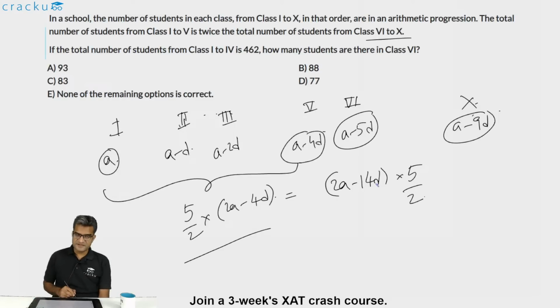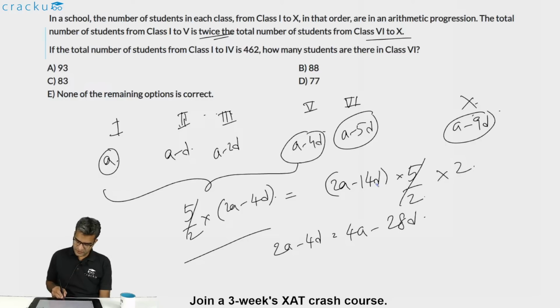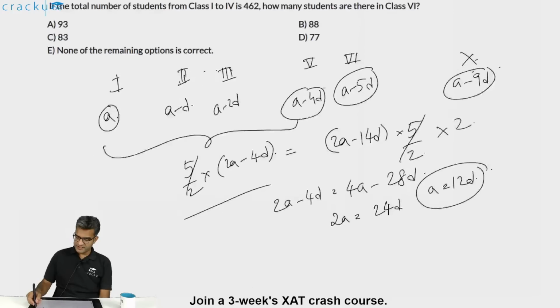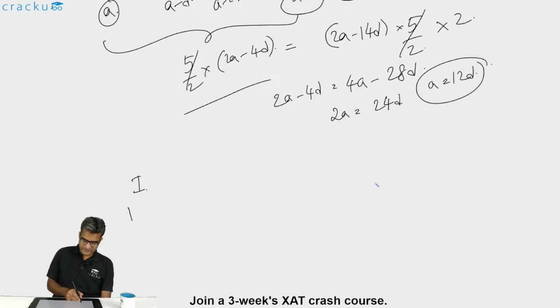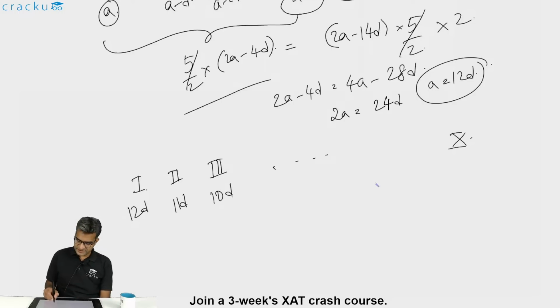But what we are told is that the first sum is twice the second sum. So you can cancel this. You can cancel 5 by 2. So 2A minus 4D is equal to 4A minus 28D. Or the value of 2A is equal to 24D, or the value of A is equal to 12D. This would imply that the first one will have 12D, the second one will have 11D, the third one will have 10D, and so on. The 10th one is going to have 3D.